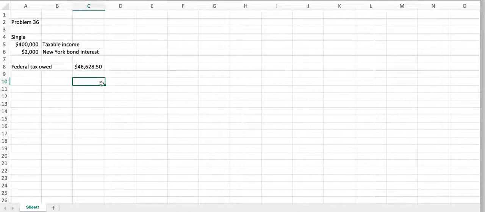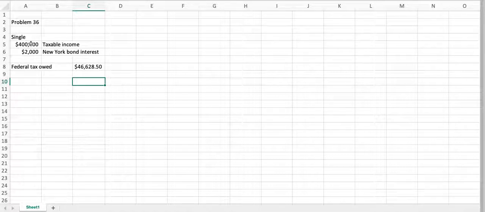So this is chapter 1, problem number 36, and these are similar to your homework problems. I don't work problems identical to your homework, but again, just trying to show you some examples and give you some idea of the terminology that's used. And so we're given some information, and we're told that this taxpayer has $400,000 of taxable income.